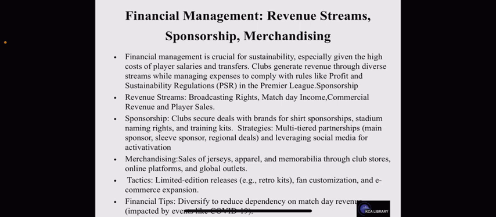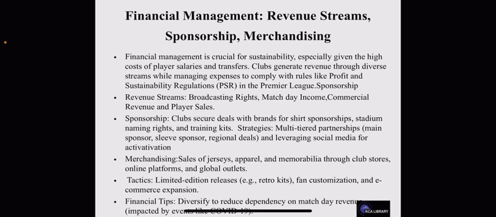Clubs secure this with brands for shared sponsorship, stadium naming rights, and training kits. Let's take Real Madrid as an example. We could see Fly Emirates in front of their jersey, and Adidas could be the kit sponsor. In the case of Manchester United, we have TeamViewer. For Chelsea, we have Infinite Athlete. So these are different club sponsorships. We have Betano for Aston Villa and the likes.